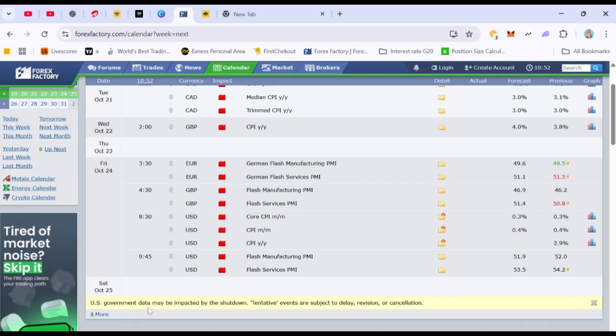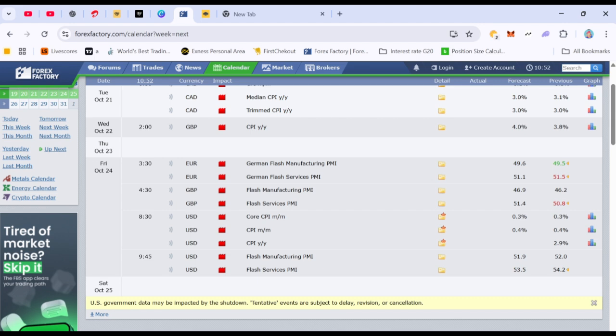US government data may be impacted by the shutdown. Tentative events are subject to delay, revision, or cancellation because the US government, I think the Bureau of Statistics, I think they are still on lockdown. That's why we did not have any non-farm payroll data release for this month. This is because of the shutdown they have. And most of their economy news and everything is going to be affected because of that shutdown. So take note of that.